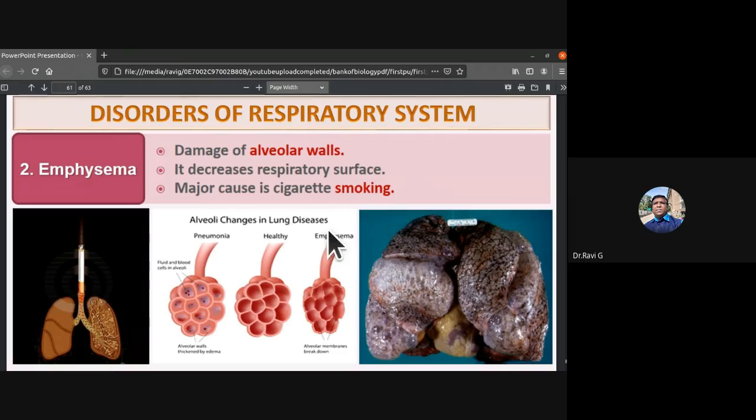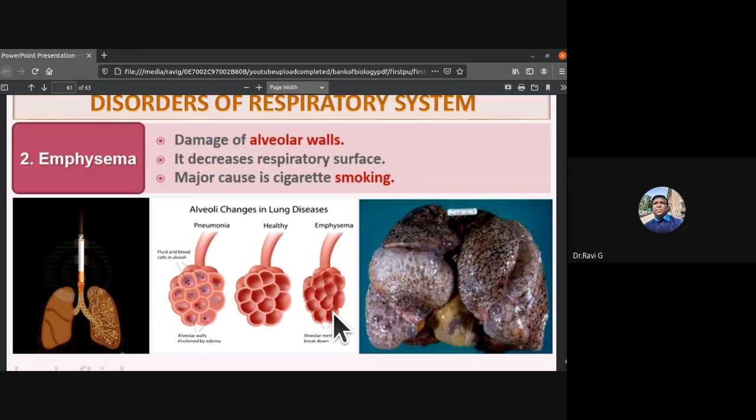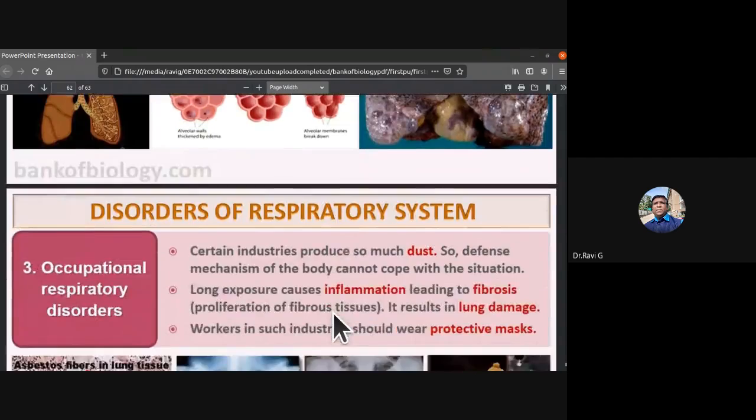So, alveoli changes in lung diseases they have just given. In pneumonia, the fluid and blood cells in the alveoli are filled by edema, thickened by edema. In healthy alveoli, this is how it looks. In emphysema, you can see that the alveoli are reduced and the surface area reduces. The alveolar walls are damaged and it decreases the respiratory surface. The major cause of this emphysema is cigarette smoking.